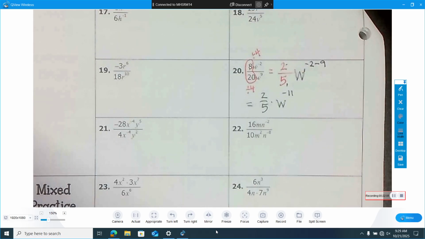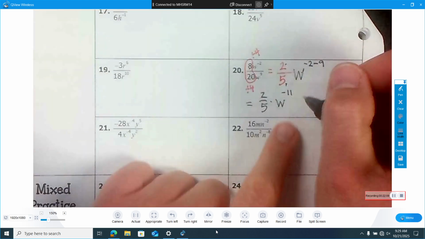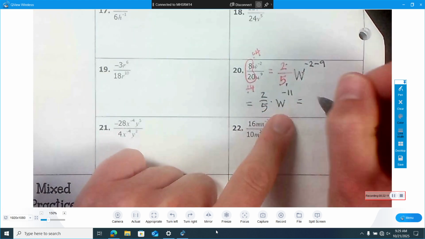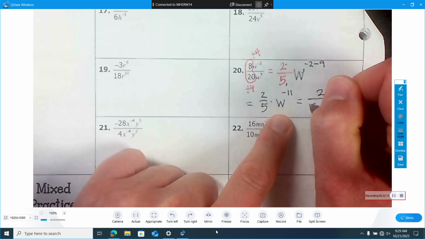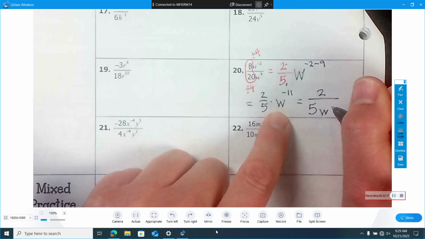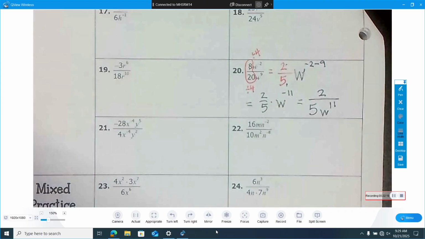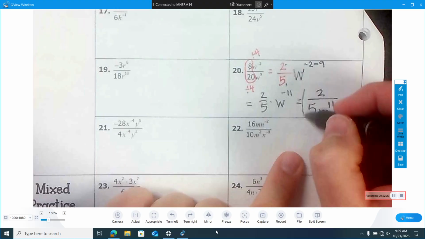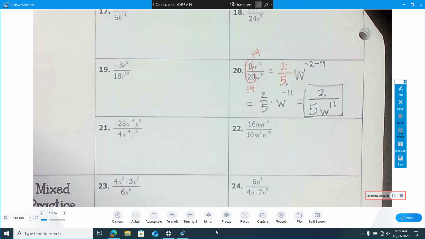And what does that W to the negative 11 want to do? Go to the denominator. And so I have a fraction here. The 2 is in the numerator and the 5 is in the denominator. So we just get to put that W down with the 5 in the denominator. Does that make sense to you? Okay. So here we have our lovely answer, which is 2 over 5 W to the 11th. All right, good. Questions on that? No. Okay.